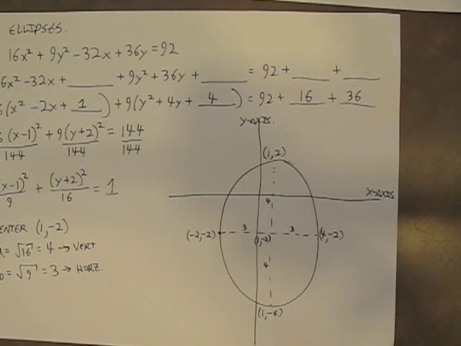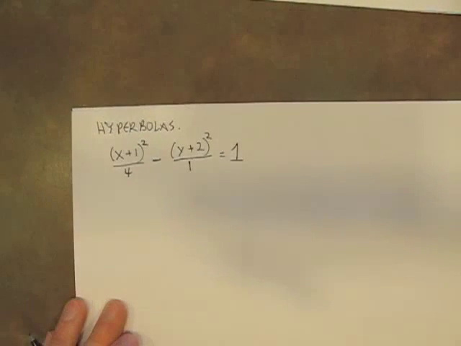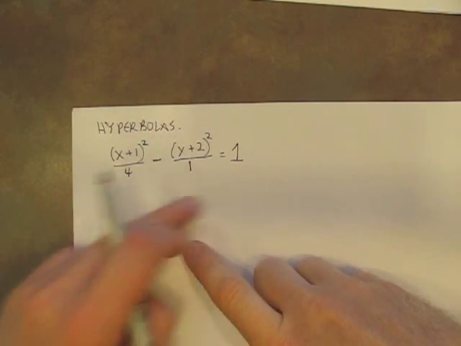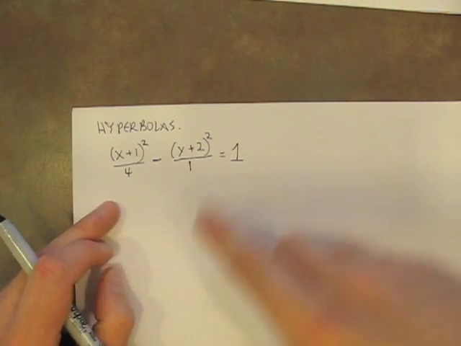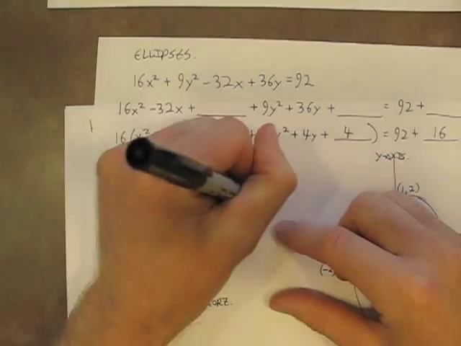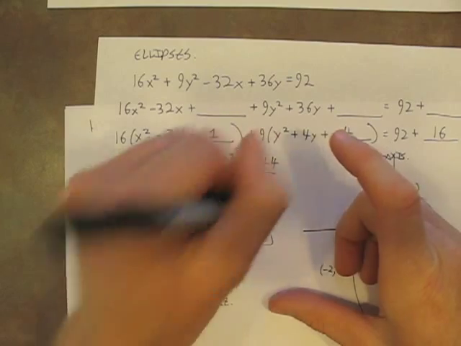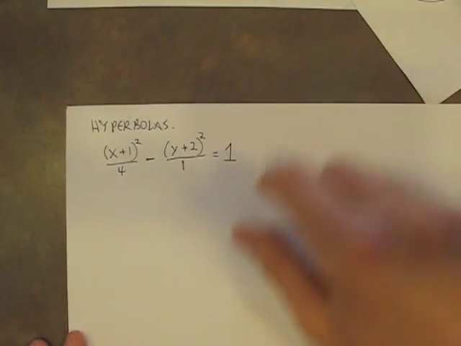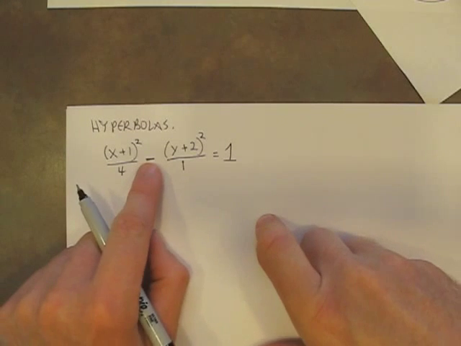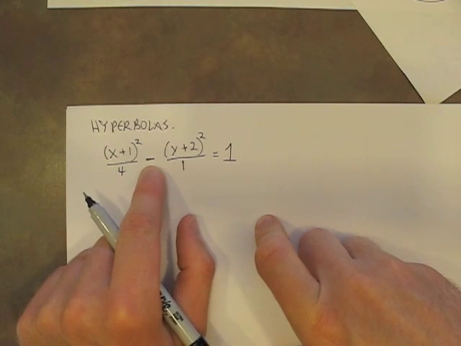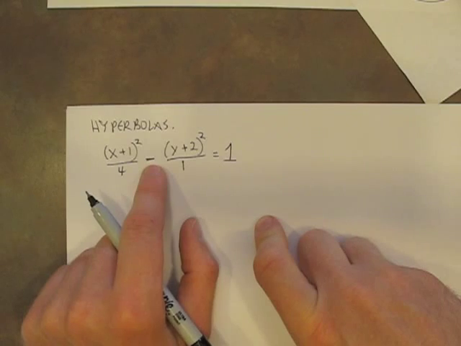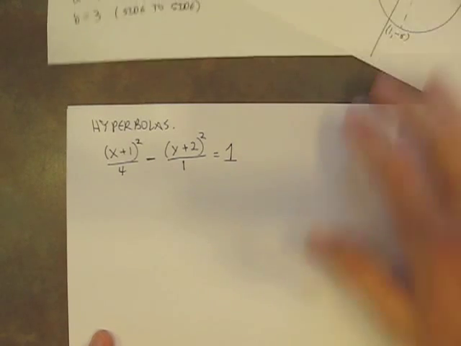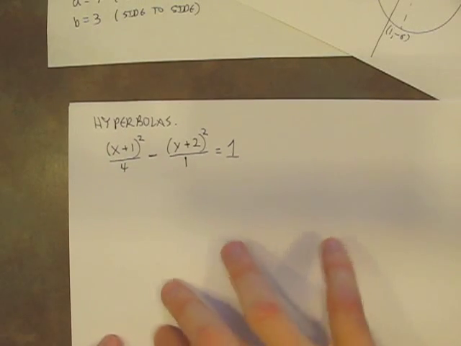Okay, hyperbola is next. So we're going to do a real quick hyperbola here. A hyperbola looks very, very similar to an ellipse. So here's my ellipse equation here. The difference between an ellipse equation and a hyperbola equation is that in an ellipse that's a plus, in a hyperbola that's a minus. Okay, so I've got it in my form here.